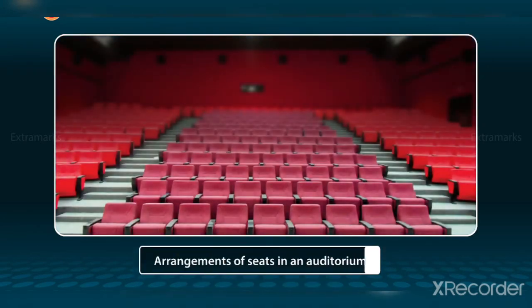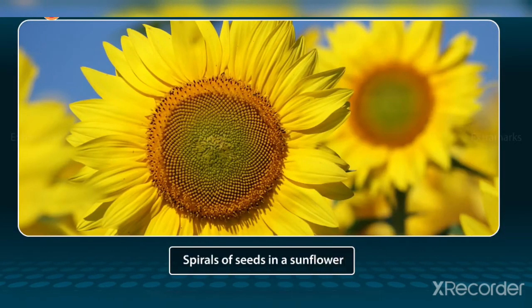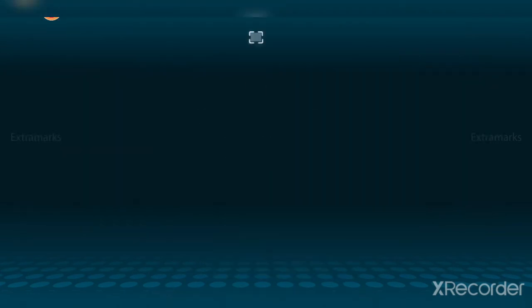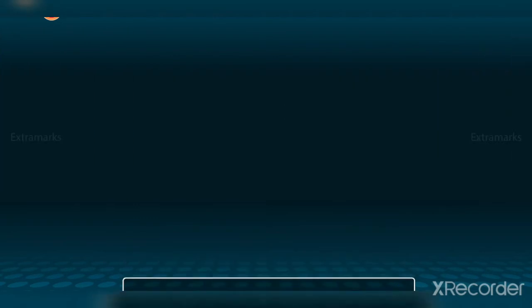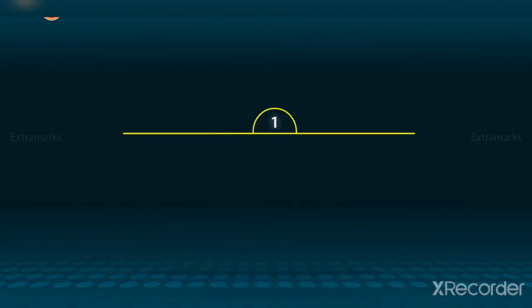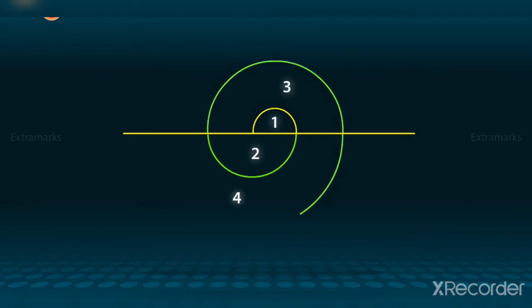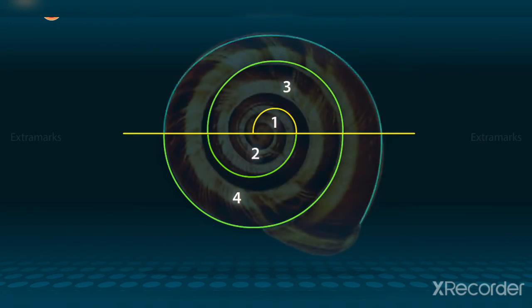You might have observed various patterns around you, like the arrangements of seats in an auditorium and the spirals of seeds in a sunflower. In mathematics too, we find various patterns in shapes and numbers. Take a straight line and form a semicircle with radius 1 unit on it. Then form semicircles with radii 2 units, 3 units, 4 units, and so on. The obtained spiral resembles spirals on a snail.